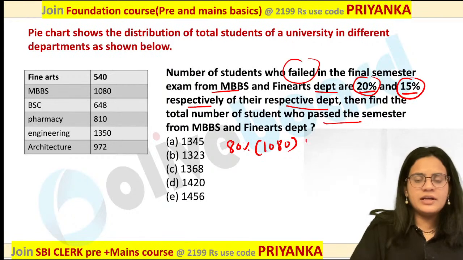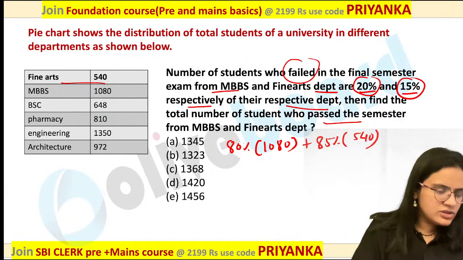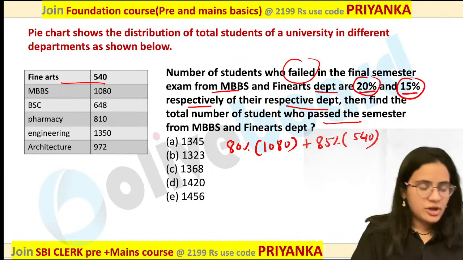15% are failing over here. That means 85% are passing over here. 85% out of the fine art, that is nothing but 540 over here. So you have to calculate both of the values. What would be the value? Yes, you are perfectly correct.